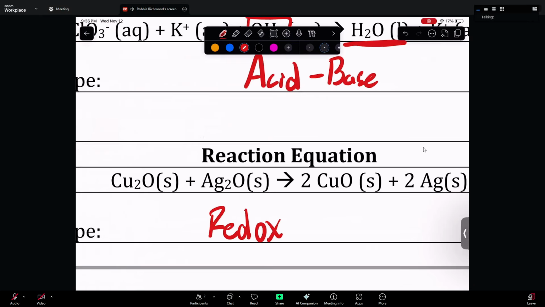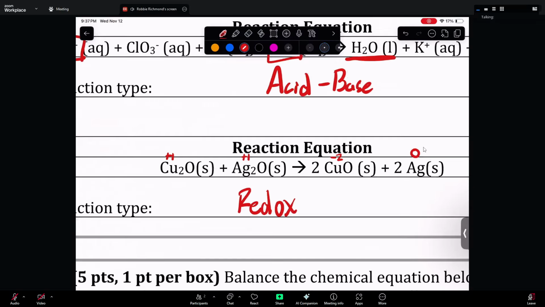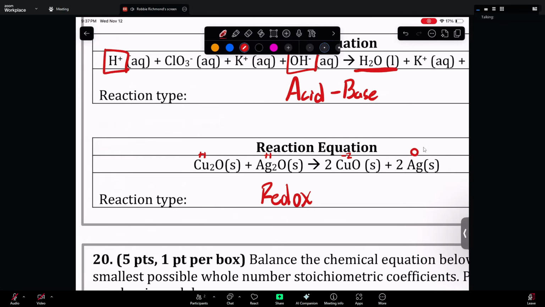And then if you look at all the oxidation states, this copper will be +1. The silver will also be +1. This is going to be -2. This is going to be 0 because this is in a pure element form. And then, as always, oxygen within a molecule is going to be -2. And there may be a question that asks which one's oxidized, which one is reduced.